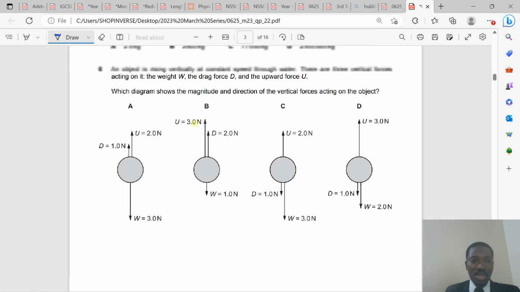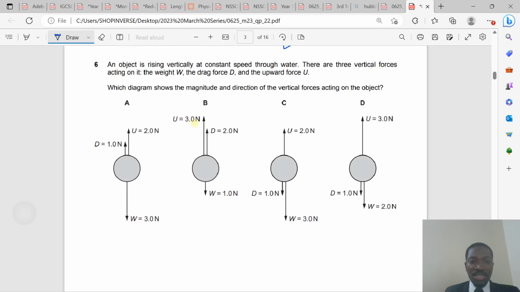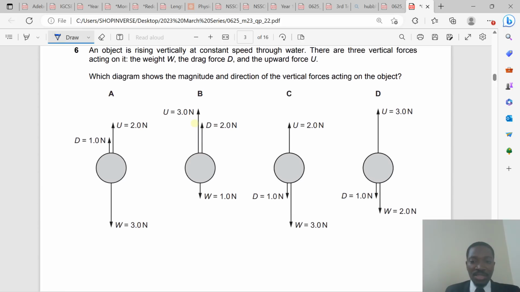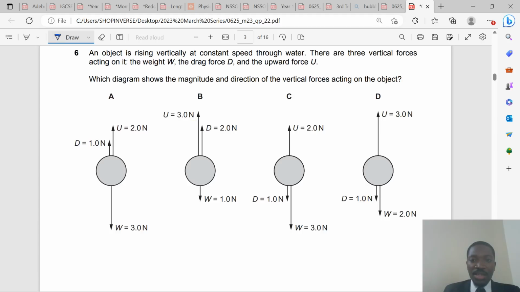Question 6 says, an object is rising vertically at constant speed through water. There are 3 vertical forces acting on it: the weight W, the drag force D, and the upward force U. Which diagram shows the magnitude and the direction of the vertical forces acting on the object? Now, from the question, you were told that the object is rising vertically. That means it's moving upward.